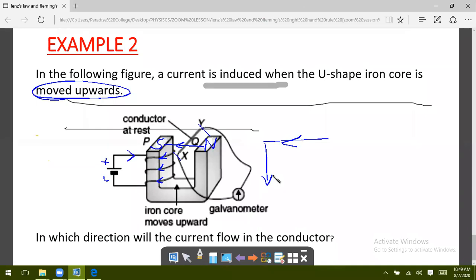So using Fleming's right hand rule again, the pointer points towards the field lines, going from north to south. Thumb points towards the motion direction of the conductor XY, going down this way. So the second figure is the one going into the page. So the current direction is actually going from X to Y. Is that clear? Yes, Mister. All right, that's basically that.